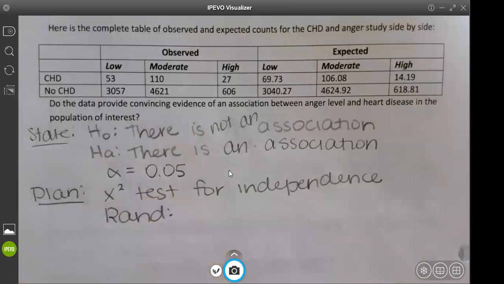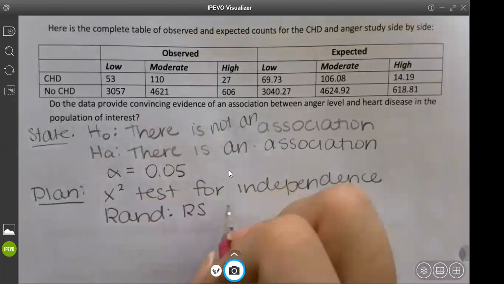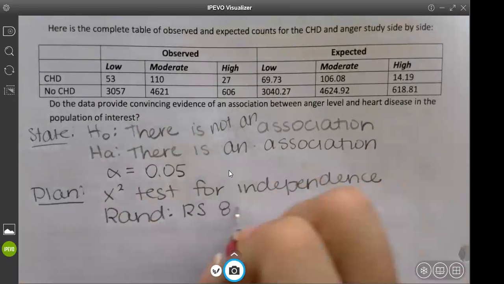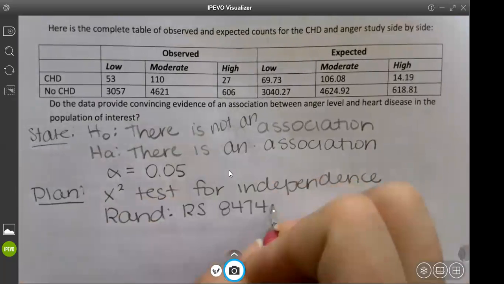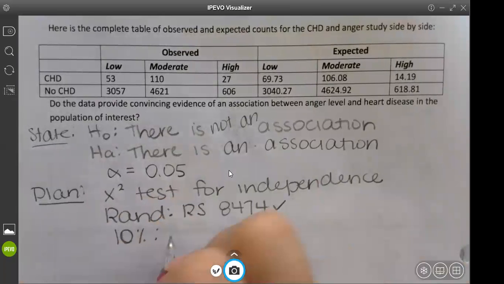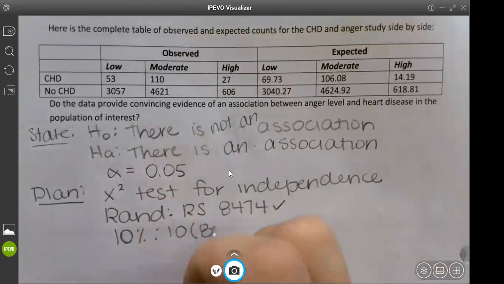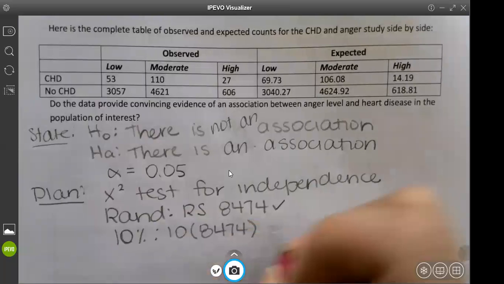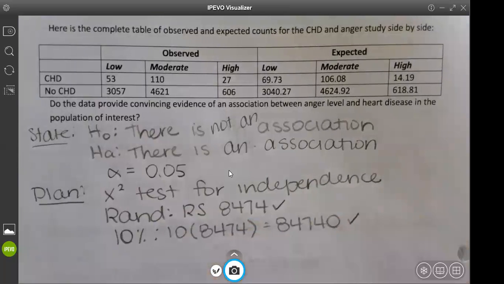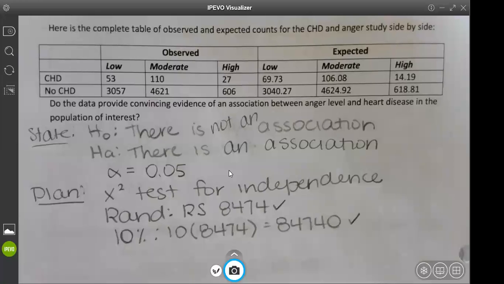Check those conditions. Is it random? Remember in the last one, it said it was a random sample of 8474. And that was in the problem. Remember, we did it the other day. 10%. We're going to assume that 84,740 is less than the total population.